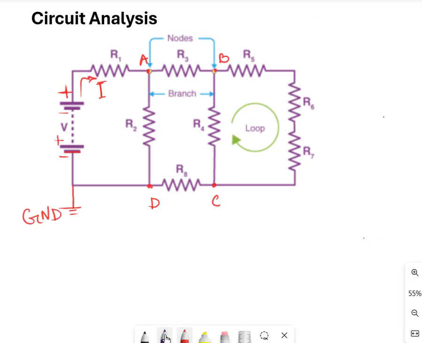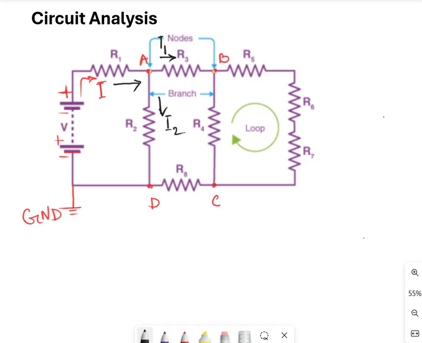Now let's use a different color pen. Let's use the black one. So I is injected here at node A. As a result, the current is split into two portions. One is going through this direction, another in this direction. So let's write down this is I1 and this is I2, right?